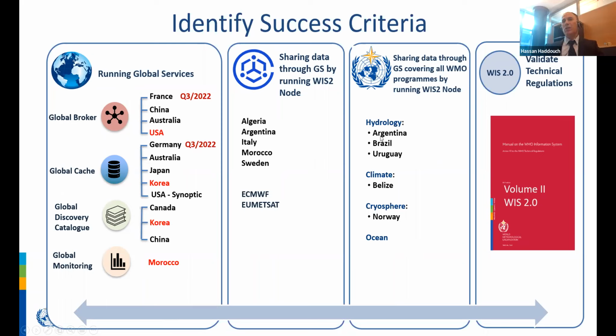For hydrology, 3 countries are participating in this pilot phase. We have Belize for climate, who will develop a WIS2 node for climate. For cryosphere, Norway is a pilot project for cryosphere data. For ocean, we already identified a pilot, and we will start this project as soon as possible. It's open. If you have any proposal to set up a new pilot for ocean, you are welcome.